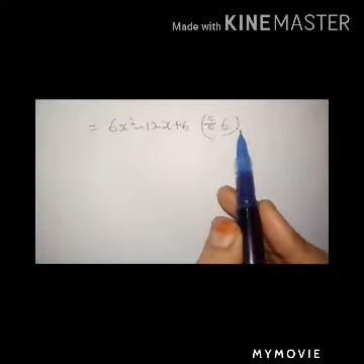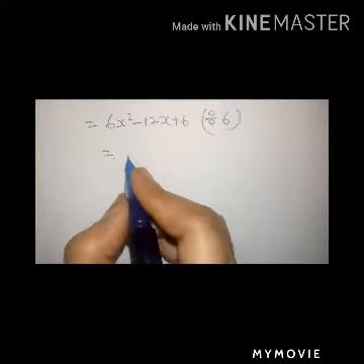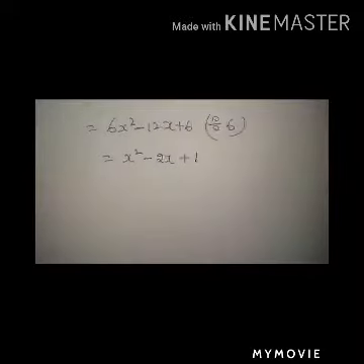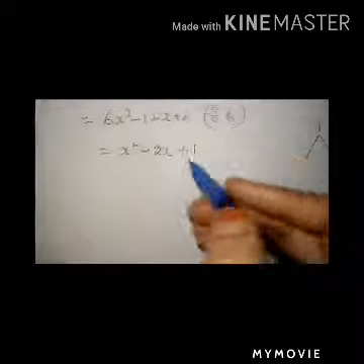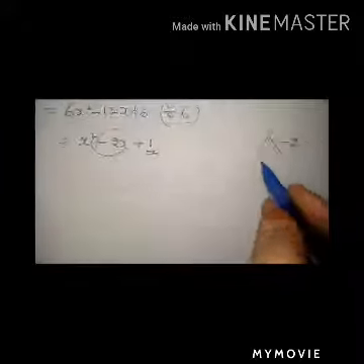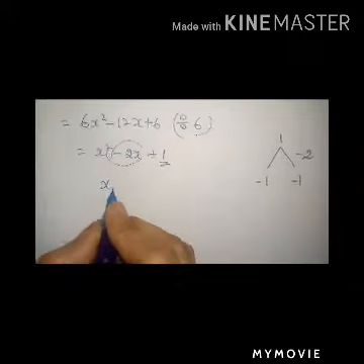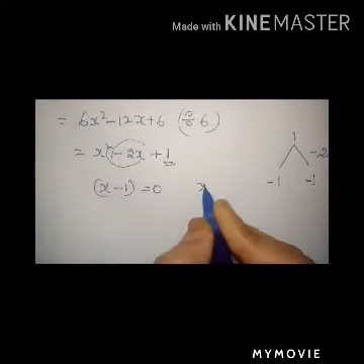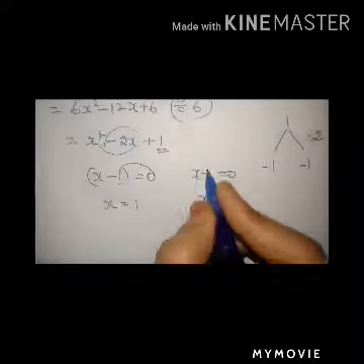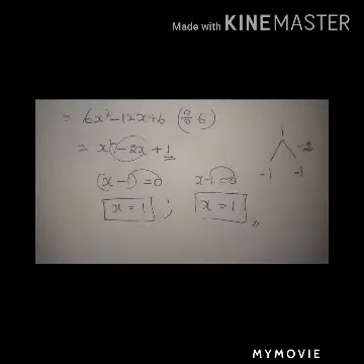We can divide this equation by 6 because 6 is common for all the terms. When we divide by 6, we get x square minus 2x plus 1. Do the factorization. When we multiply, we need to get 1, and when we add, the answer should be minus 2. What are the two terms? 1 ones are 1, minus 1 and minus 1 give minus 2. So x minus 1 is equal to 0. Then x is equal to plus 1. What is your answer? X is equal to plus 1 and x is equal to plus 1.